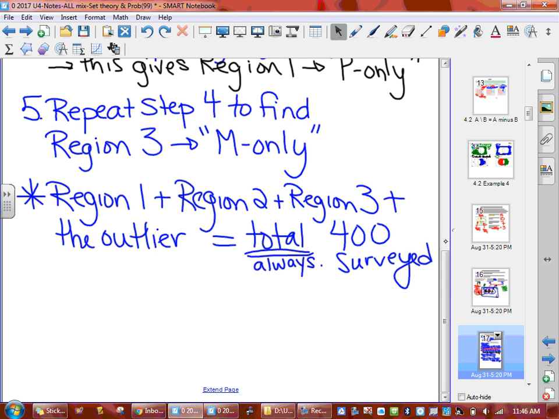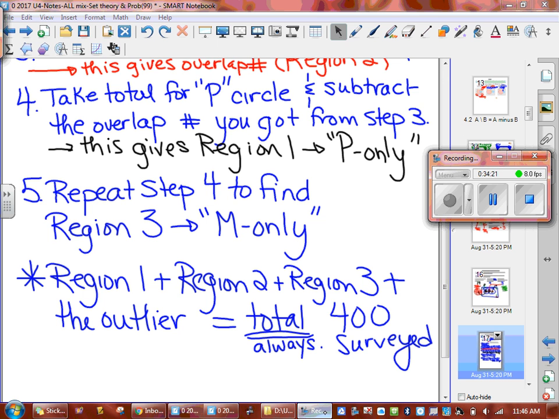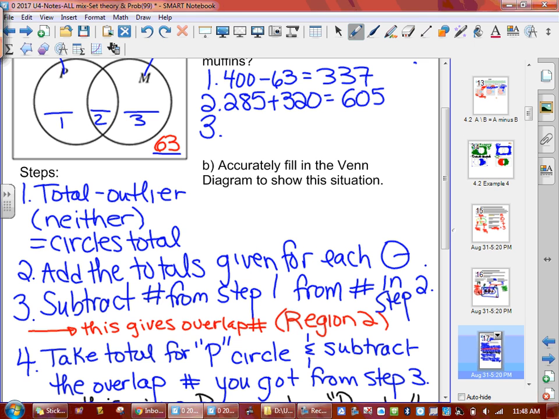Okay, step 3. We're on step 3. Now we're going to take step 2's number, 605, subtract what the circles should add up to. That's going to give us our overlap number, and that's going to give us a big number of 268. So that means region 2 is 268. Okay, so now we know our overlap number. Number 4 says I take my total of P, which is 285, and I subtract the overlap number, 268. And that gives me P only, which is region 1.